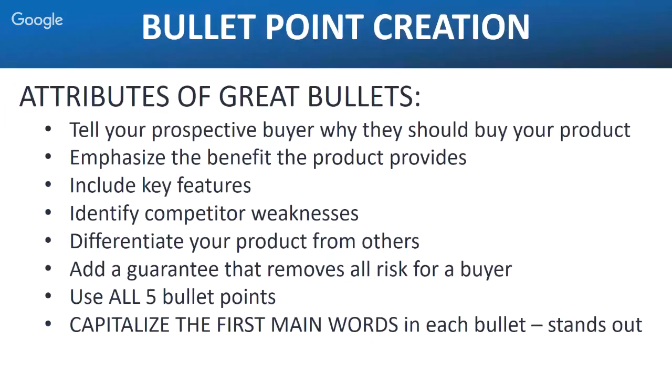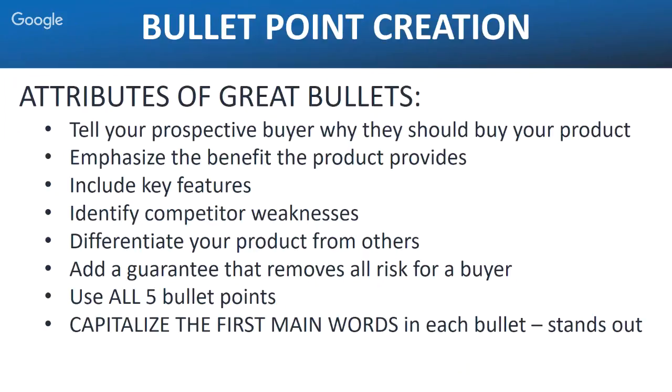Okay, so let's have a look at the attributes of a great bullet point. Tell your prospective buyer why they should buy your product. Emphasize the benefits the product provides. If we're talking about a copper bracelet, we're talking about how it removes or alleviates or helps with pain in the wrist, arthritis, carpal tunnel, any other sort of wrist ailments that you can think of. A copper bracelet will help that.